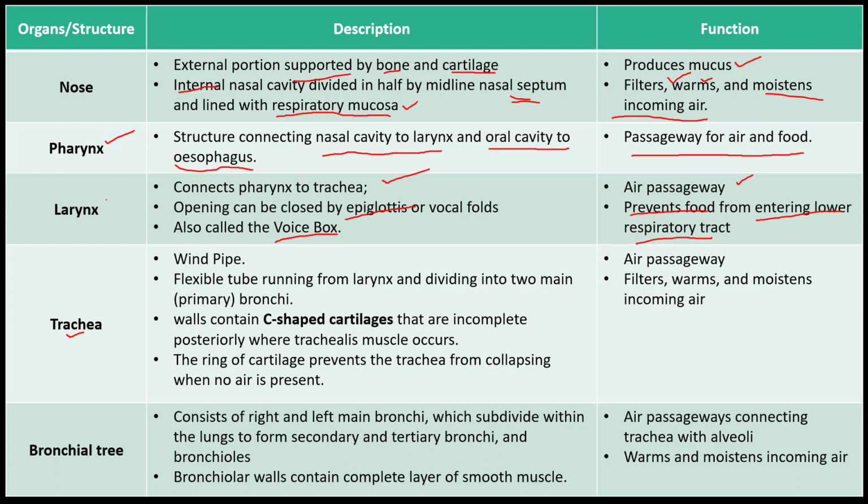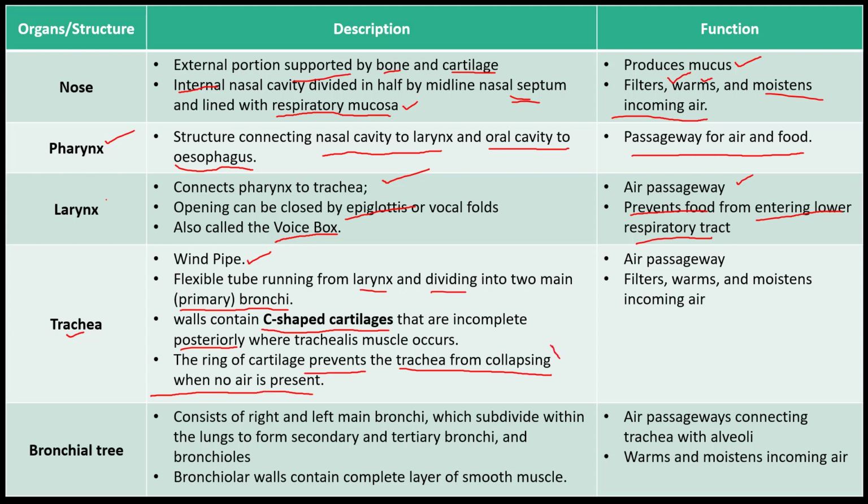Trachea is also known as the windpipe. It is a flexible tube that runs from the larynx and divides into two primary bronchi, that is left and right bronchi. The walls contain C-shaped cartilages that are incomplete posteriorly. So on the posterior side, they are incomplete, C-shaped, where the trachealis muscles occur. The ring of cartilage prevents the trachea from collapsing when no air is present.